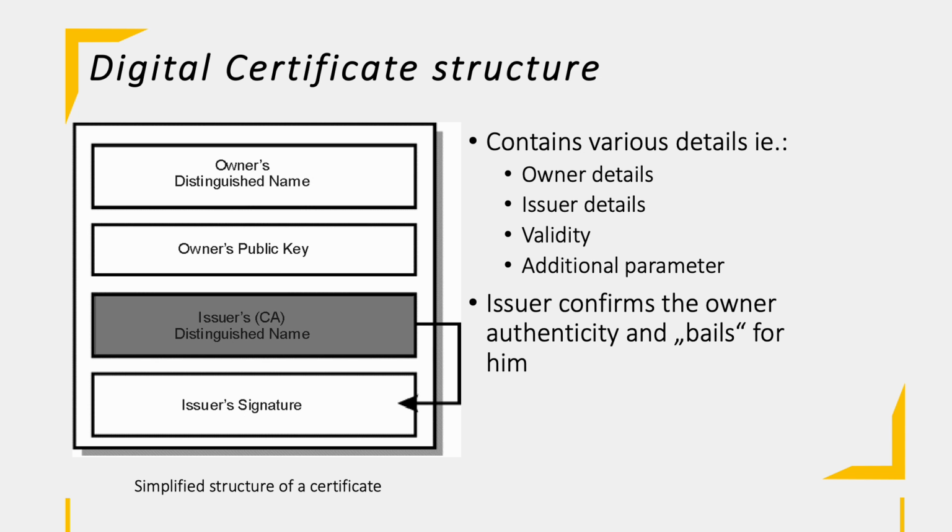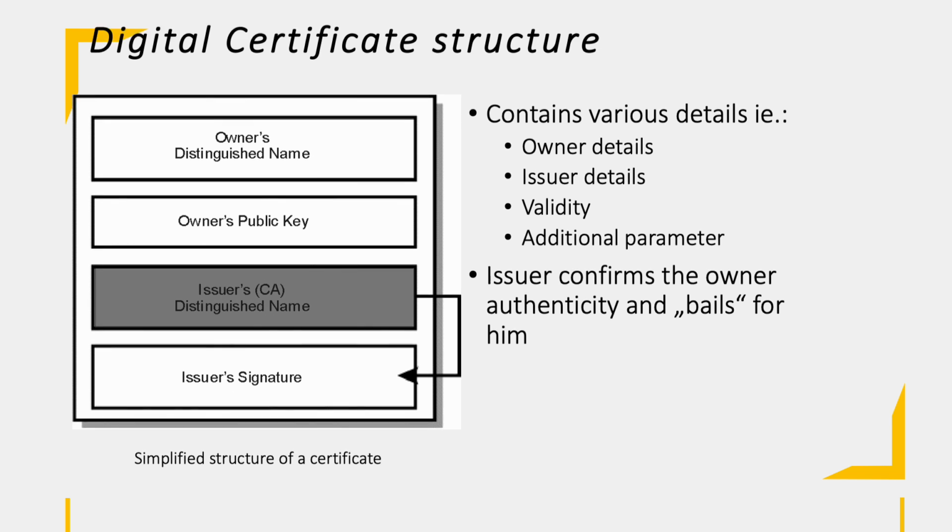The issuer confirms the owner's authenticity and also kind of vouches for him. So he confirms to everyone else, okay, this is the guy, he's fine, and you can trust him and connect securely with him. That's pretty much what the certificate authority is doing.